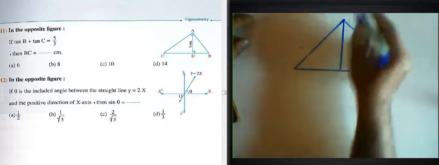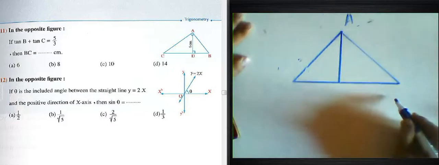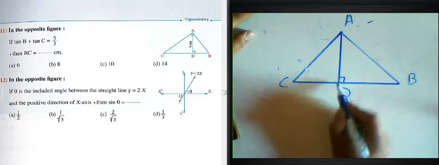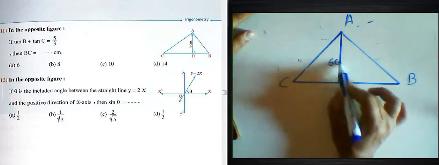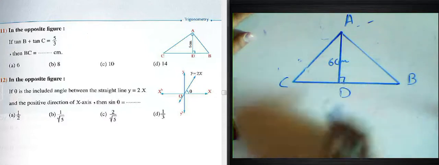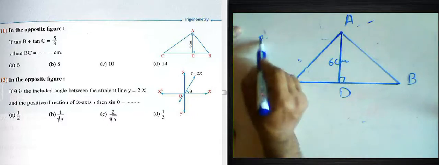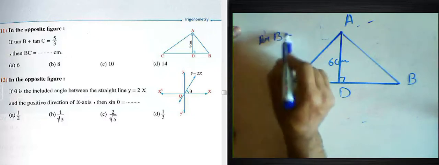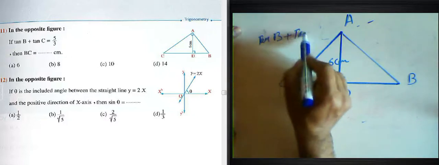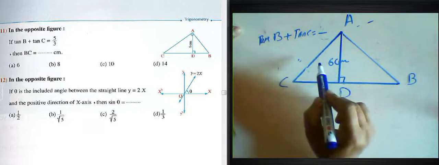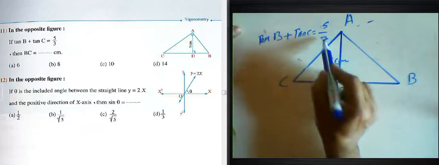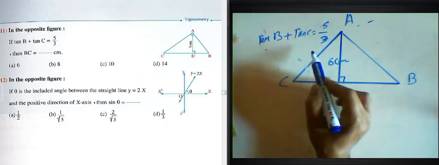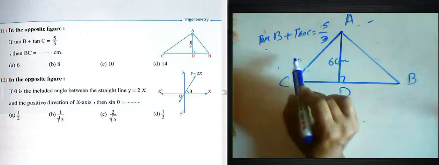A, B, C, D. It was perpendicular, 6 centimeters only, and they give us tan B plus tan C equals 5 over 3. So we must find tan B and tan C and find the relation between them to find the length BC. Never mind, we will solve it here.